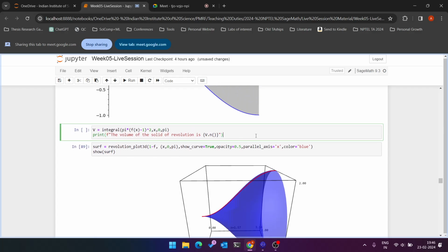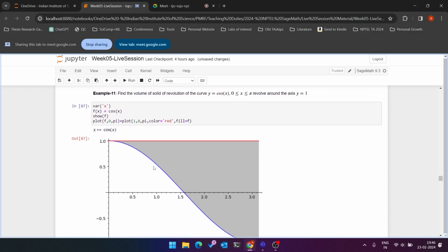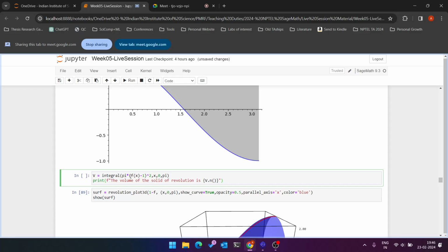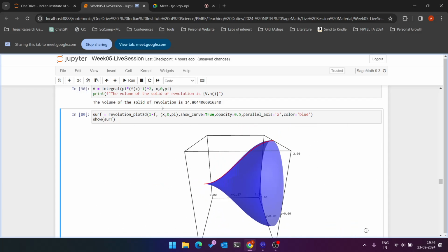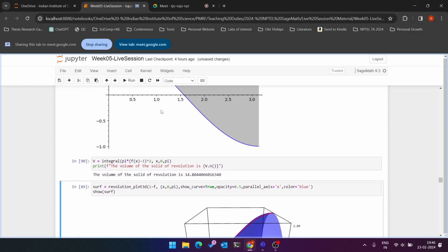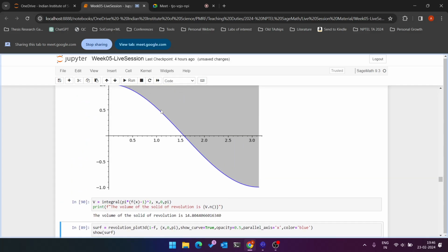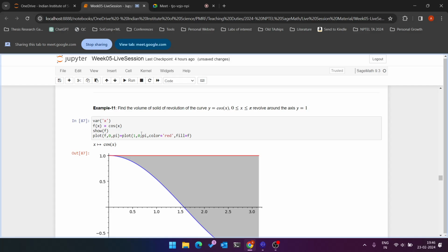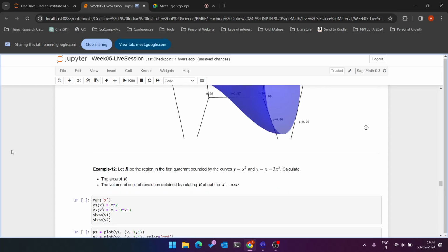And if I now calculate its volume, it's nothing but pi times 1 minus f of x whole square, so pi times f of x minus 1 whole square for x going between 0 and pi. Once I calculate this, I get my volume of solid of revolution to be around 14.8 units. Okay, so this completes this problem.